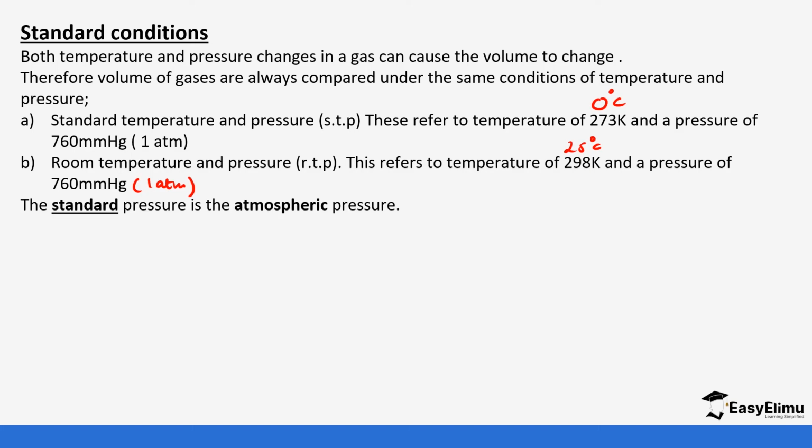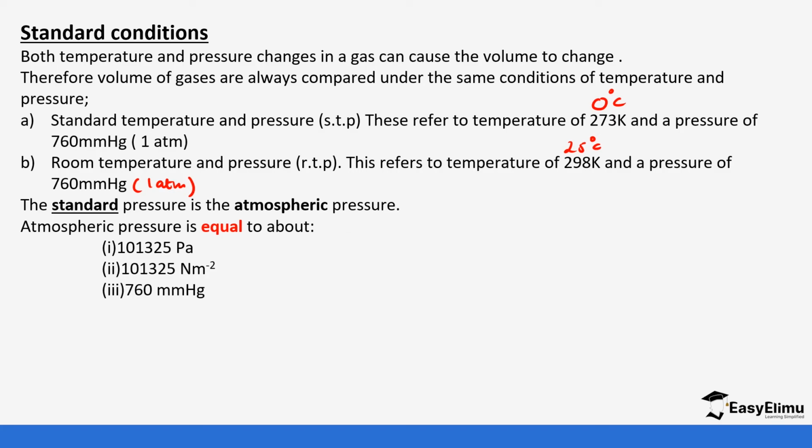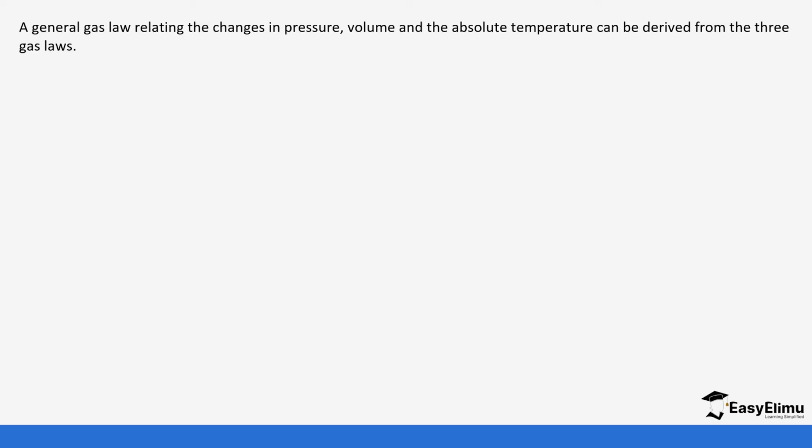So the standard pressure is the atmospheric pressure, and it is equal to about 101,325 pascals, or Newton per meter squared, and then 760 millimeters of mercury, and then 76 centimeters of mercury, and then 1 atmosphere. You'll notice that we are going to be using millimeters of mercury and also 1 atmosphere in our calculations.